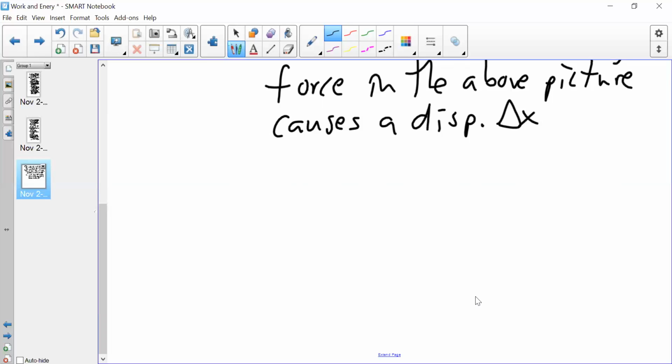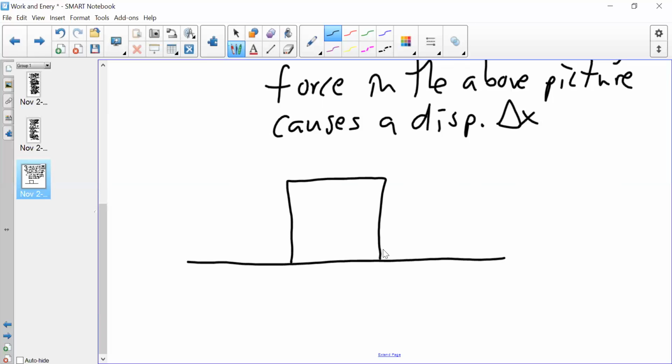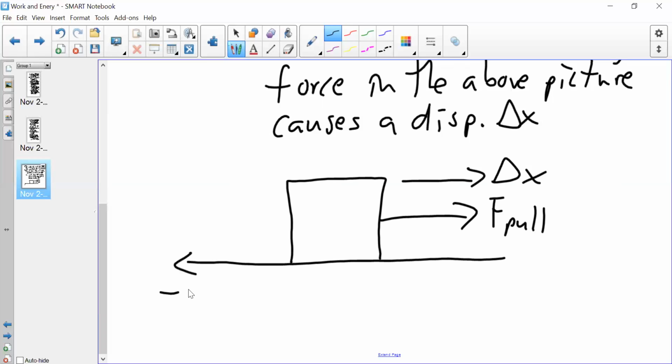If I draw the box again, we have a pulling force that's causing the box to go to the right. The displacement is to the right. And also in the picture, we have kinetic friction as well. And we're going to see why the work done by kinetic friction is always going to be negative work. And we're also going to see why the pulling force work is going to be positive.